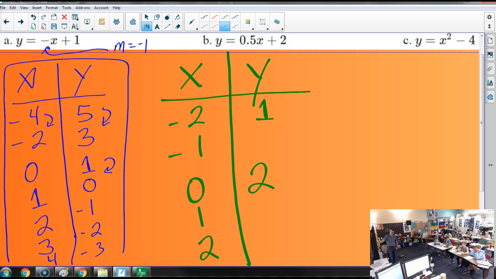Well, if this is 1 and that's 2, I'm willing to bet this is right in between them at 1.5. And when I plug that in and do the math, that's right. When we plug in 1, half of 1 is a half. Plus 2, this is 2.5.